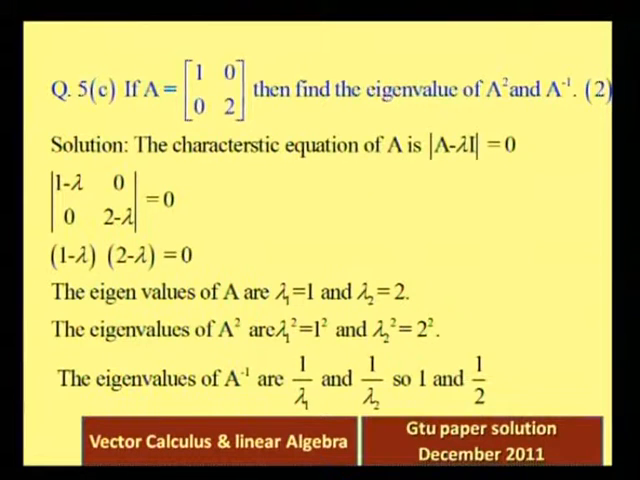Question number 5C. If A is equal to [1 0; 0 2], then find the eigenvalues of A square and A inverse.